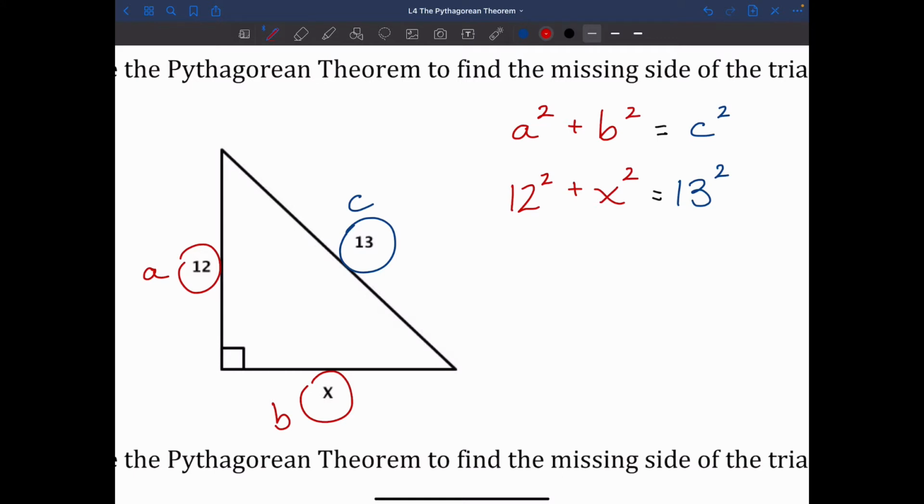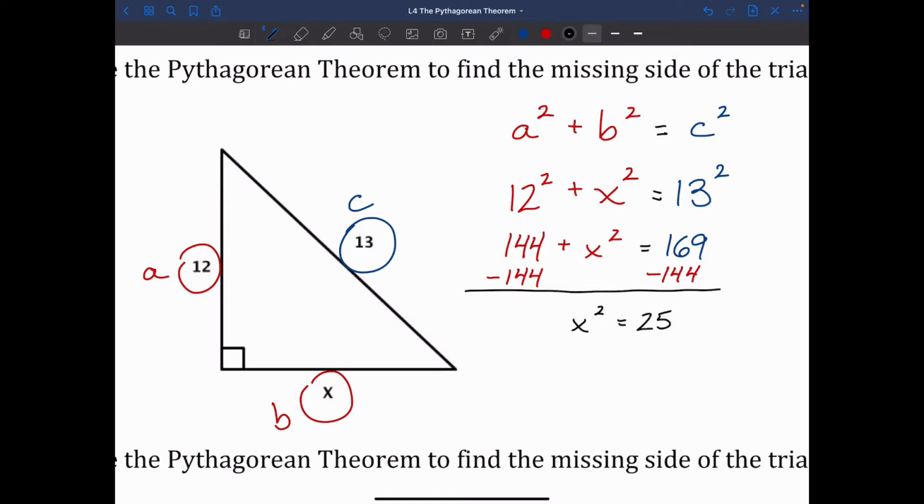We can go ahead and say, all right, what's 12 squared? That's 144. So 144 plus x squared is equal to 13 squared, which is 169. After that, what I need to do is start getting that x all by itself. So I'm going to move that 144 over to the other side, away from where the x's are. Now we have x squared equals 25. And you might be thinking to yourself, oh yeah, then I know exactly what it is.